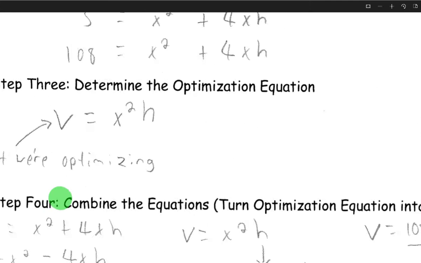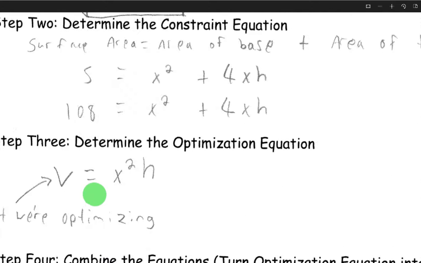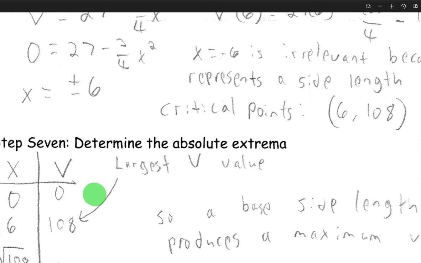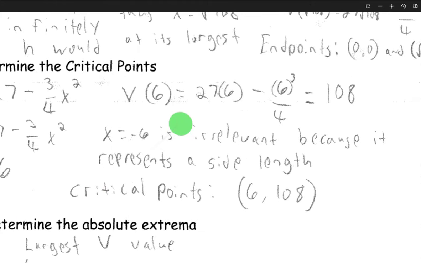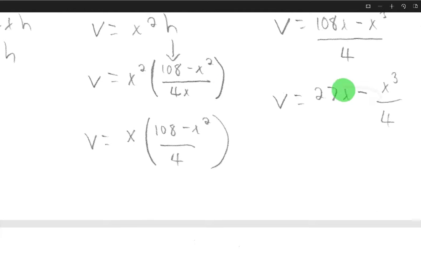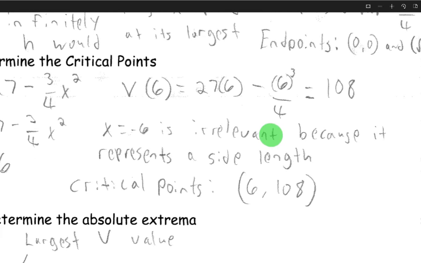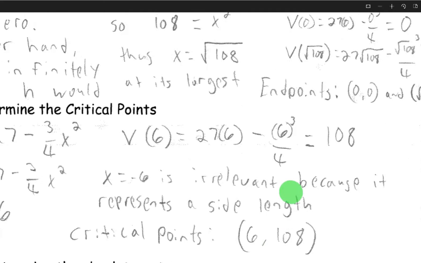Now you can't have a negative base. Remember, x represents the base of this box, so it's got to be positive 6. So 6 is going to be a critical value. You remember you plug that back into the original equation to figure out your critical points. So plug in 6 for x there, and you get 108. So again, we want to ignore x equals negative 6. So one of your critical points is going to be (6, 108).